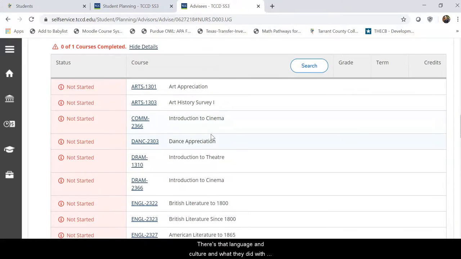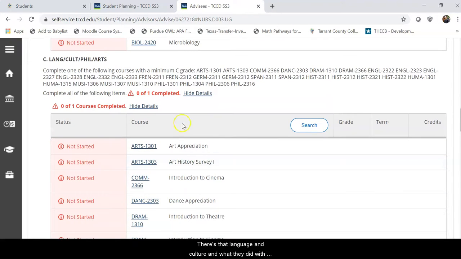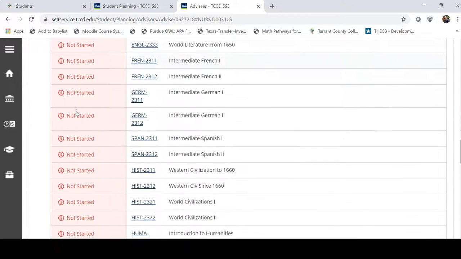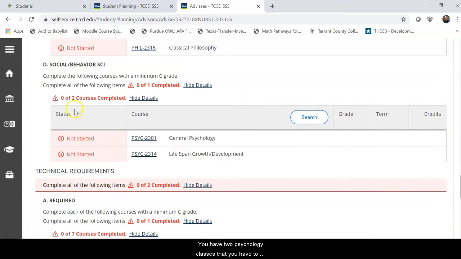See, there's that language, philosophy, and culture. And what they did with the creative arts is combine it, so that instead of 2 separate categories, they made this one. You have 2 psychology classes that you have to complete. Because it says 0 of 2 courses complete, that means since you see 2 options, you have to take both. And it is those specific classes.